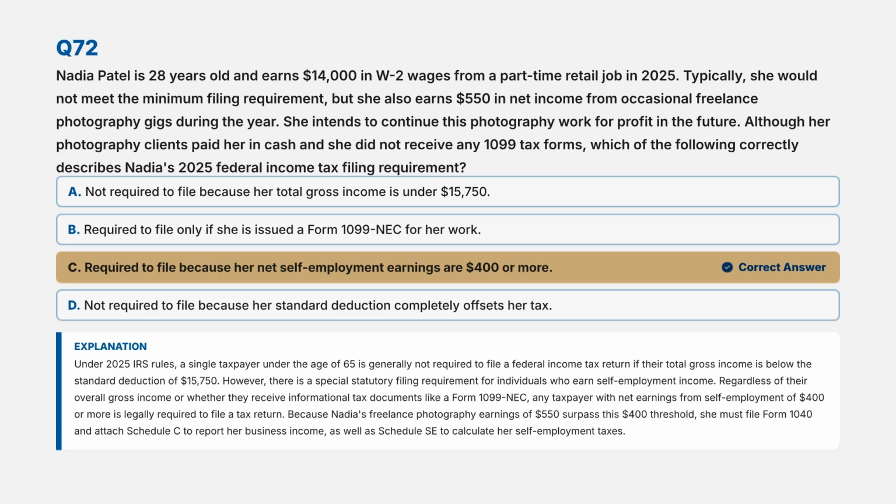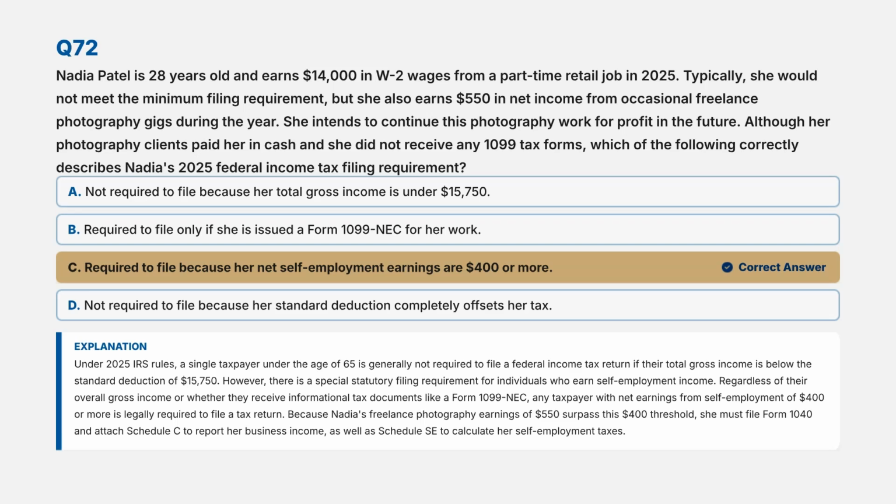Any taxpayer with net earnings from self-employment of $400 or more is legally required to file a tax return. Because Nadia's freelance photography earnings of $550 surpass this $400 threshold, she must file Form 1040 and attach Schedule C to report her business income, as well as Schedule SE to calculate her self-employment taxes.